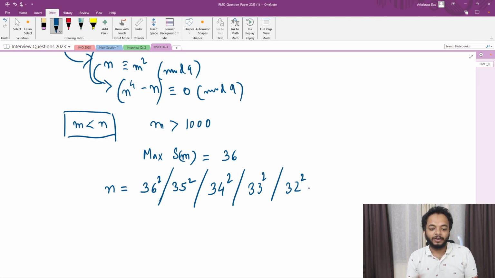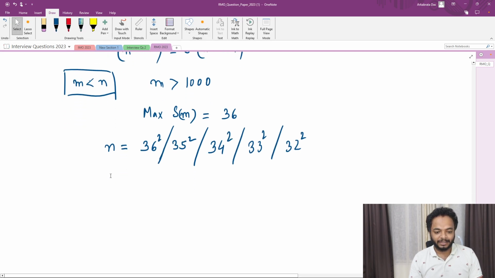So there is no way, because n should be greater than m. If m is a 4-digit number, n can't be a 3-digit number, right? So now let's check 36 square. How much is 36 square? 1296, okay.